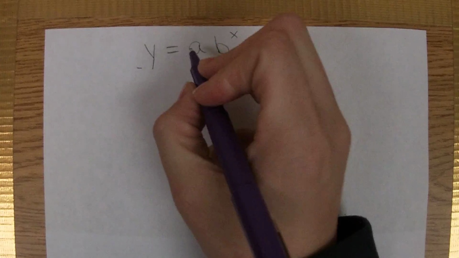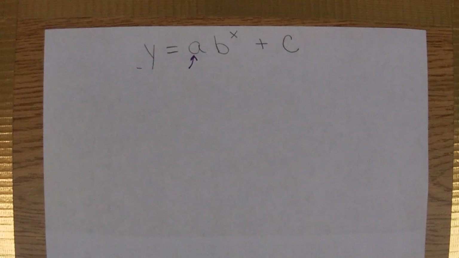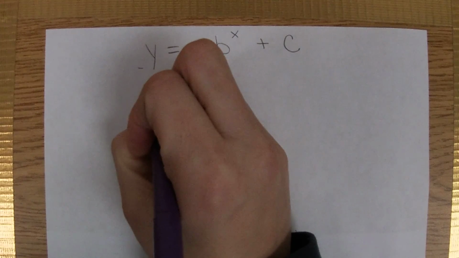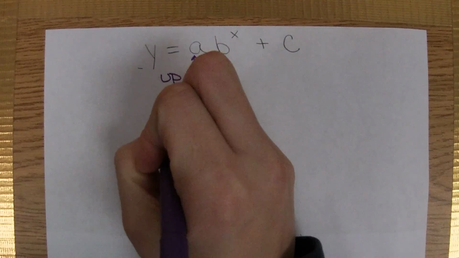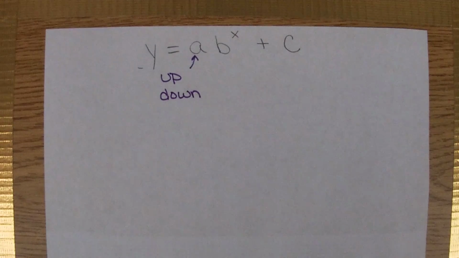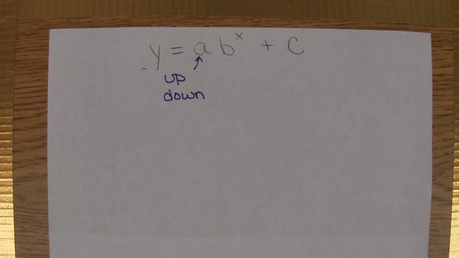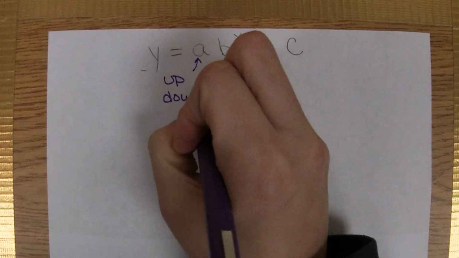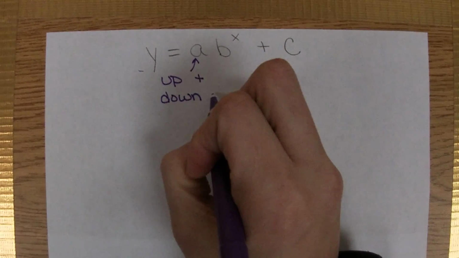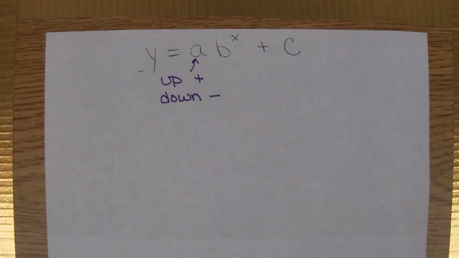where a is actually going to do the same thing it did with quadratics. a is going to tell us if the exponential opens up or if the exponential opens down. And same rule as with quadratics. If it's positive, it's going to open up. If it's negative, it's going to open down.